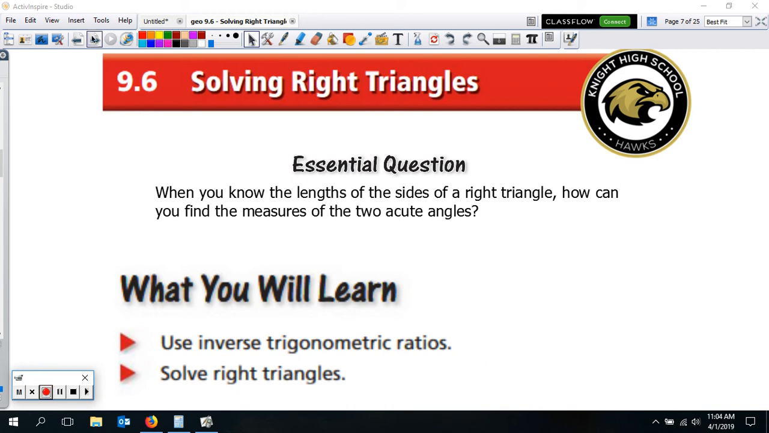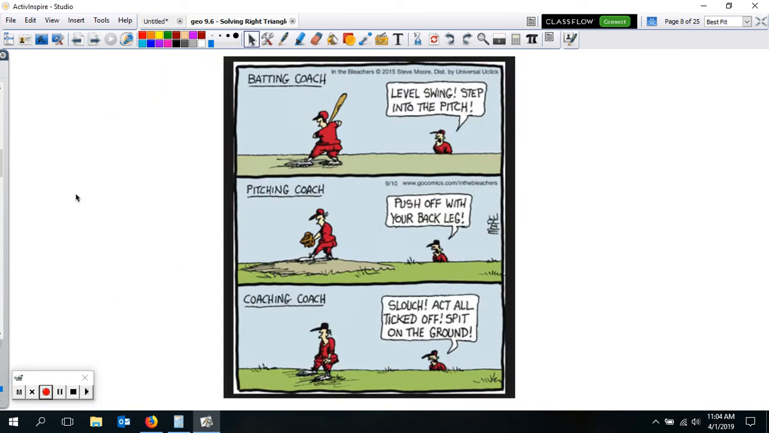First, let's look at a little In the Bleachers cartoon today. We have three different coaches here. First, the batting coach says, level swing, step into the pitch. Then the pitching coach says, push off with your back leg. And then the coaching coach, so he's coaching a coach, says, slouch, act all ticked off, spit on the ground. So, as you can kind of see, the coaches out there kind of look that way, I suppose.